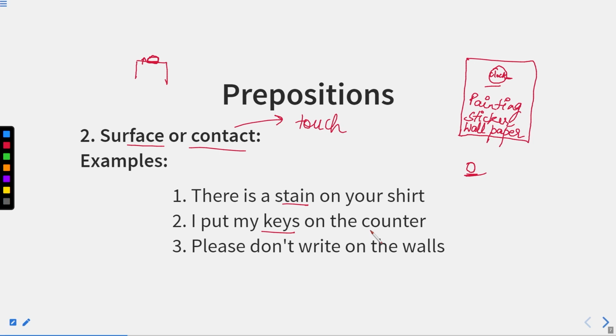I put my keys on the counter. So obviously the counter is there and I put my keys over it and they are touching the surface of this counter, of course. So we will use the preposition on. Please don't write on the walls. It is a command which everyone gives to their children, because if they are writing on the walls, it means that the mark of the pen is touching the surface of that wall. So there we can use the preposition on.